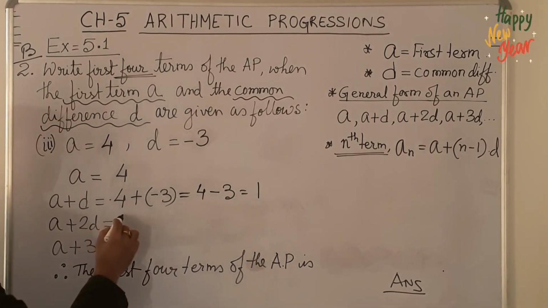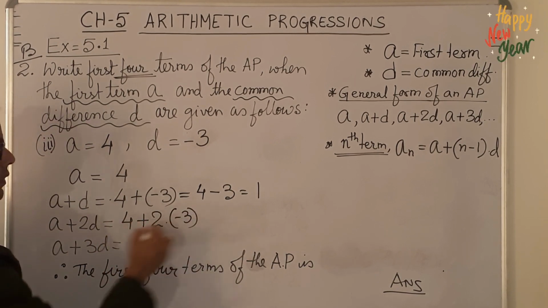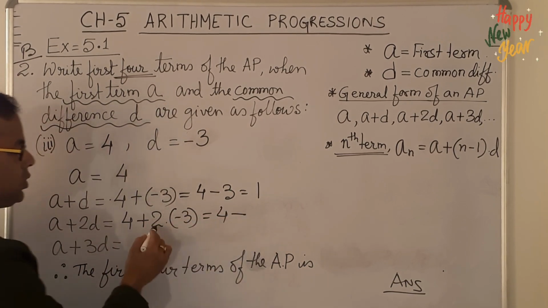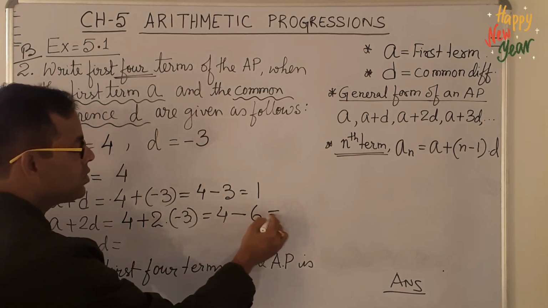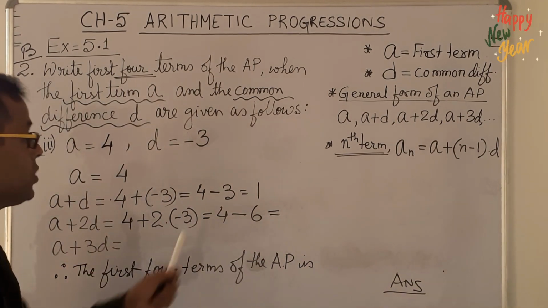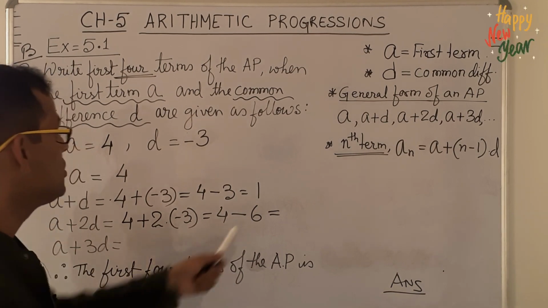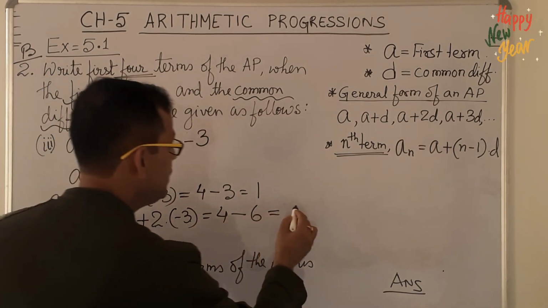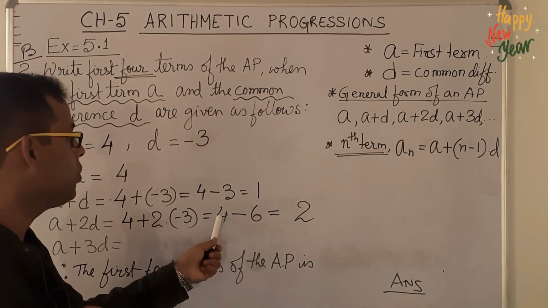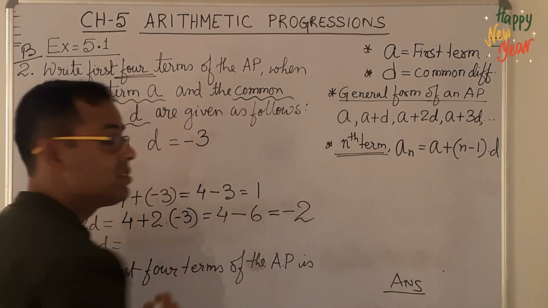Clear? Then 4 plus 2 into minus 3. So here, plus into minus is minus, 2 into 3 is 6. So 4 minus 6. Plus and minus are different signs, so we will subtract. 6 and 4, if we subtract, you get 2. And the sign, which one will we take? Which is bigger, 6 or 4? 6. 6 has what sign? Minus. So we will take minus 2 here.